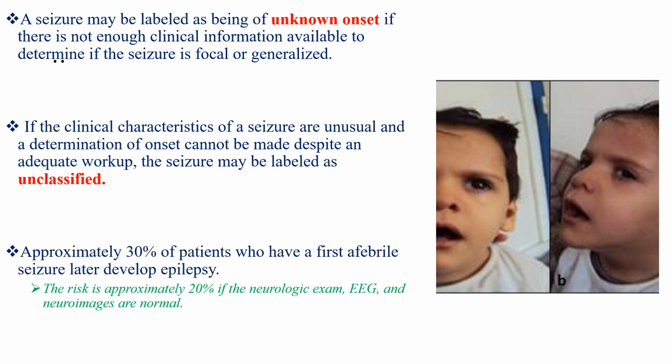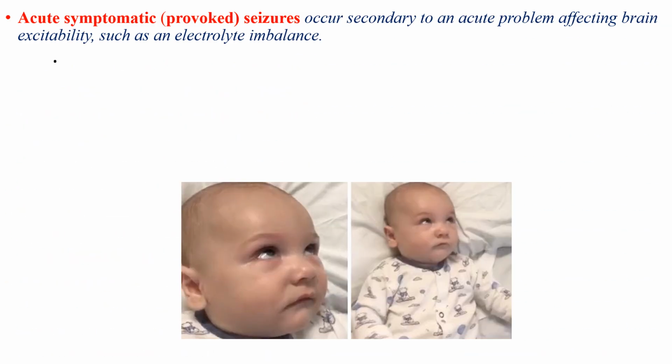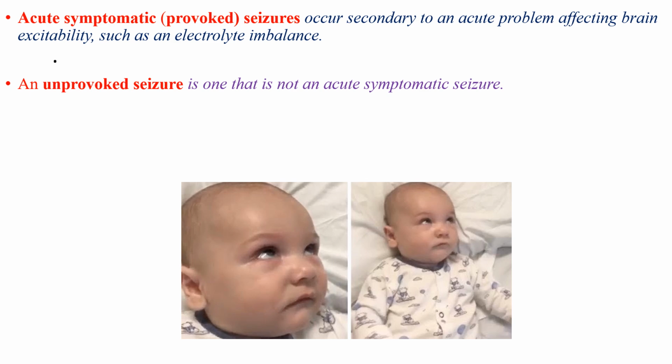Approximately 30% of patients who have a first febrile seizure later develop epilepsy. This 30% risk is approximately 20% if the neurological exam, EEG, and the neuroimaging are normal in the first febrile seizure. Acute symptomatic or provoked seizure is a seizure that occurs secondary to an acute problem affecting brain excitability, such as an electrolyte imbalance, hypoglycemia, or CNS infection. Unprovoked seizure is one that is not an acute symptomatic seizure.